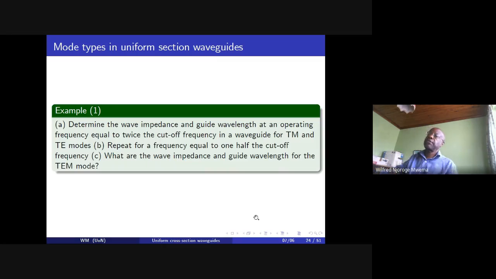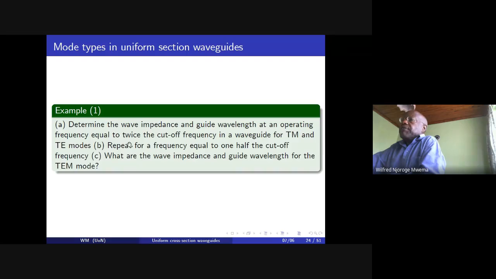So, question or example 1. Part A, determine the wave impedance and guide wavelength at an operating frequency equal to twice the cutoff frequency in a waveguide for TM and TE modes. B, repeat for a frequency equal to 1/2 the cutoff frequency. And C, what are the wave impedance and guide wavelength for the TEM mode? Of course, for the TEM mode in a waveguide, this one will not appear; those should be 0, so to speak. The TEM modes are not supported in a waveguide.